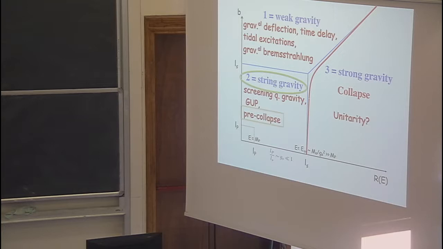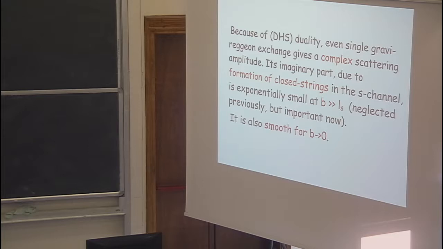Now, an important point, again already mentioned by Massimo, is that even single graviton Reggeon exchange gives a complex scattering amplitude. Remember, you had an e to the i pi something. And this is because of good old Dolen-Horn-Schmid duality, that the imaginary part of the scattering amplitude is related to the formation of closed strings in the s-channel. Now, that process is exponentially suppressed at large impact parameter. That's why we neglected it so far, but now it becomes important. And even that has a smooth limit when you go to vanishing impact parameter.